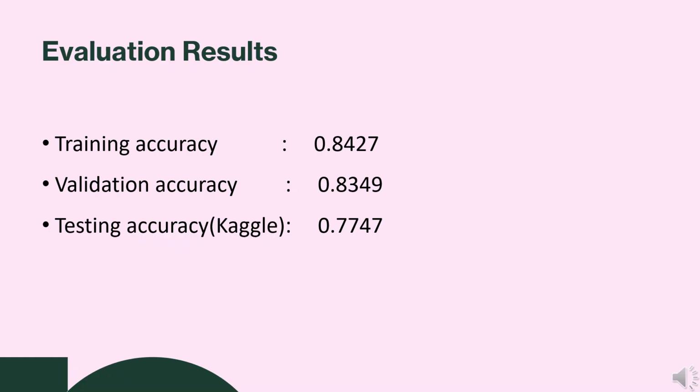This is very close to the training accuracy, which suggests that the model generalizes reasonably well and is not heavily overfitting. Finally, we submitted the predictions to Kaggle to evaluate the model on the unseen test data, and it achieved an accuracy of 0.7747 on the leaderboard. Since Kaggle test data is completely hidden, this score reflects a true real-world performance of our evolved GP model.